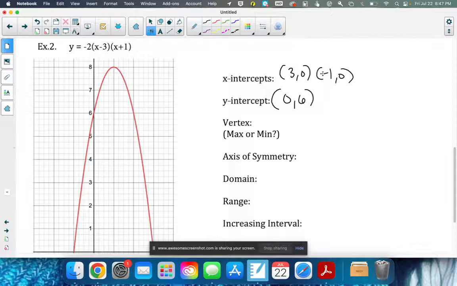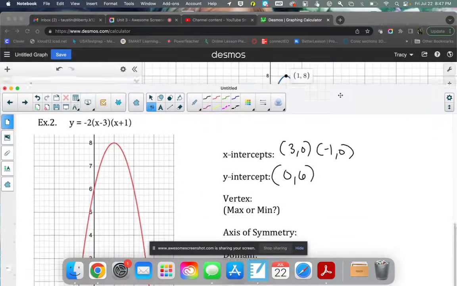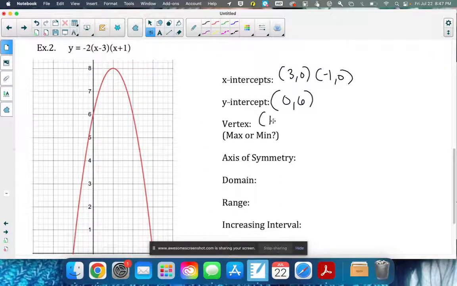And in case you were wondering, the order that you write these in doesn't matter. It does obviously have to be like the y equaling 0, but you could put the -1, 0 first, and it really doesn't make a difference. Okay, so the vertex was 1, 8. And if we take a look at our graph, it is the highest point of the graph, so it is a maximum. And again, our axis of symmetry is always based on the x of the vertex.